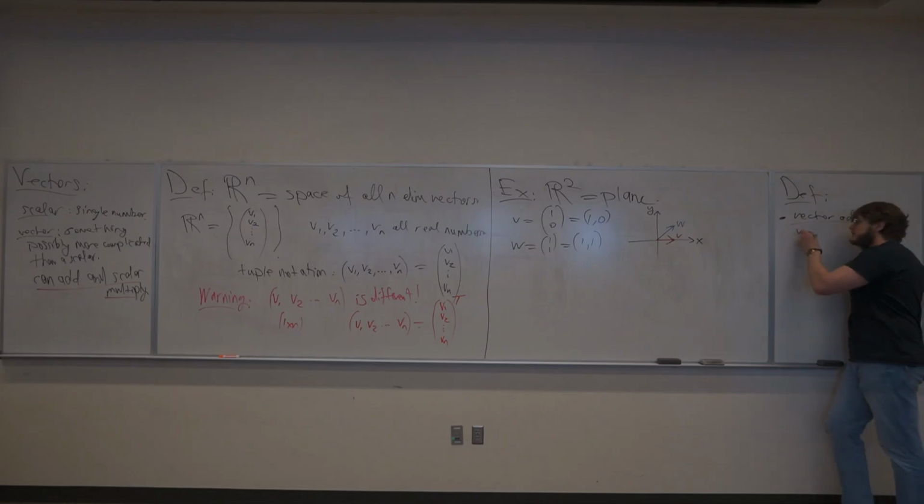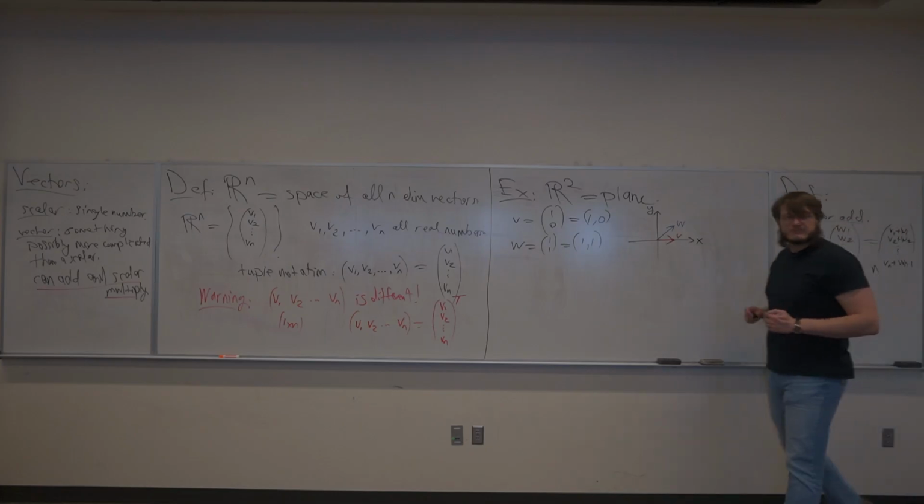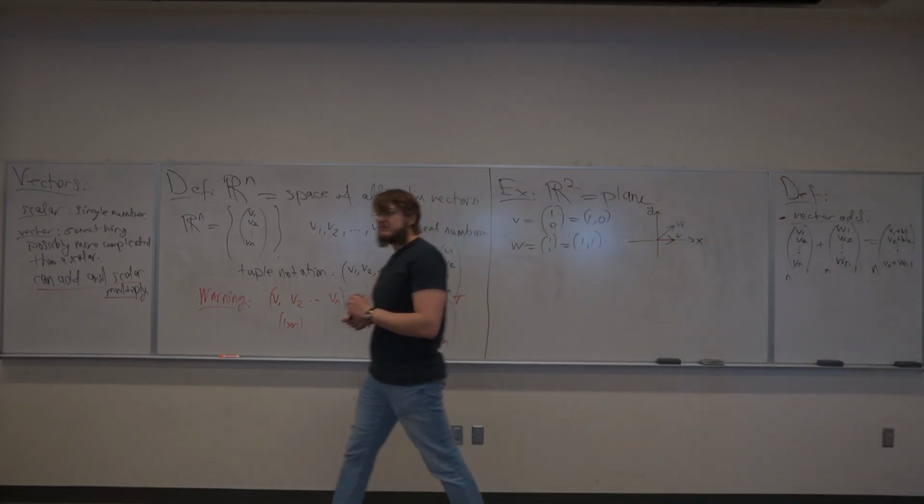So you take (v1, v2, ..., vn) plus, say, (w1, w2, ..., wn). The end result is going to be a vector of the same shape. Okay, so this is, for instance, n by 1. This too is an n by 1. You're going to end up with an n by 1. Entries are going to be v1 plus w1, v2 plus w2, all the way up to vn plus wn. That's how you vector add. You add entry-wise.